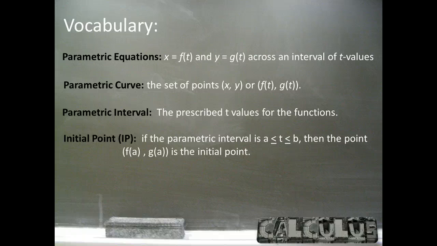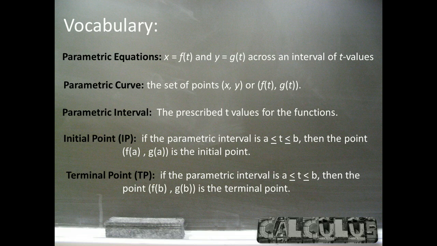So if we have a t interval that goes from a to b, when we put a into the f of t function for x and a into the g of t function for y, that's going to give us the coordinates of our initial point. And then similarly, our terminal point, the TP, that's the ending point or the stopping point. So the terminal point is the values of x and y, or f of b comma g of b, that we get by putting the b value or the end of our t interval into our parametric equations.